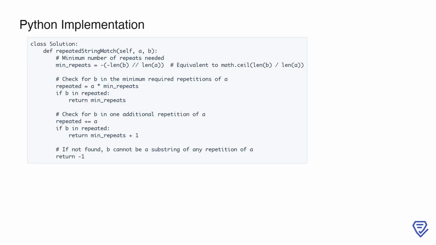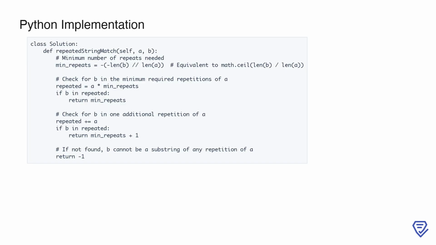This is done using the formula (len(B) + len(A) - 1) // len(A), which is an optimized way of computing the ceiling of the division. Next, we check if B is a substring of the string formed by repeating A the calculated minimum number of times. If true, we return min_repeats. If B is not found, we check again by repeating A one more time, min_repeats plus 1. This accounts for cases where B might overlap the boundary between repetitions of A.